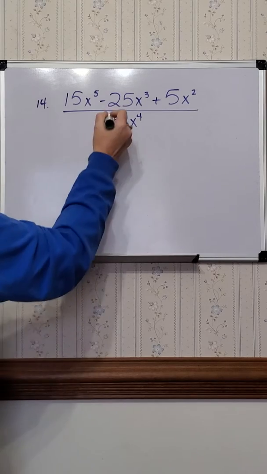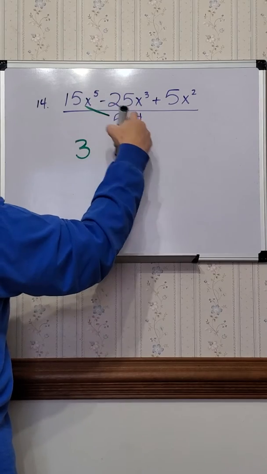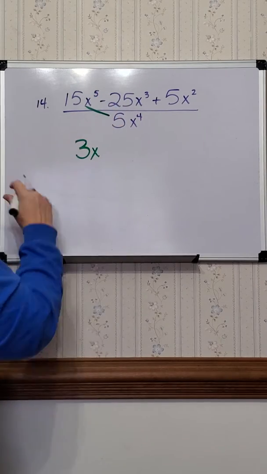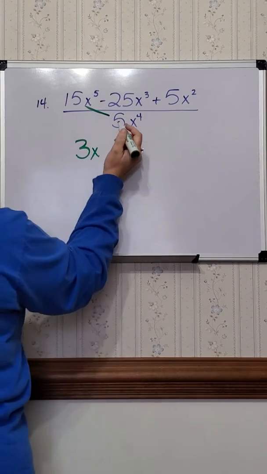15 divided by 5 is going to give me 3. I'm going to end up with 1x left. That's going to all be on the top, so I don't even have to write that as a fraction. Look at my second one now.